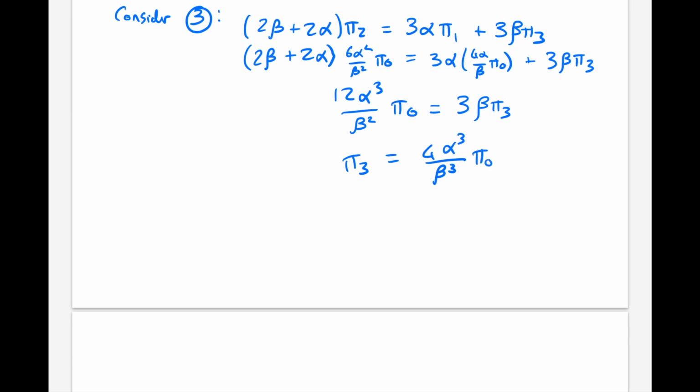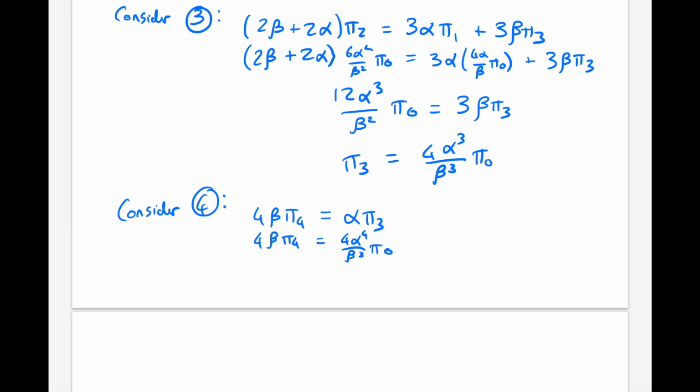Finally, for pi 4, let us consider equation 4. 4 beta pi 4 is equal to alpha pi 3. We now have pi 3 in terms of pi 0. So we can write 4 beta pi 4 is equal to 4 alpha to the power of 4 over beta cubed pi naught. And therefore pi 4 is equal to alpha to the 4 over beta to the 4 pi naught.